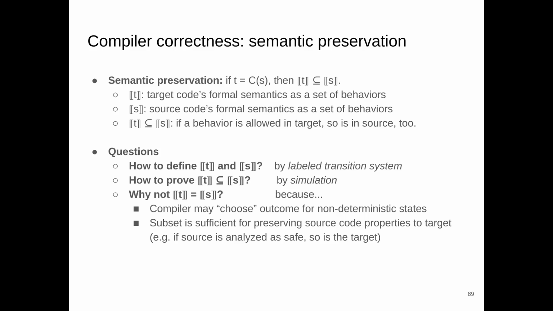But in order to do that, what we really need is not the equality. Subset relation is sufficient, because if a crash is allowed in the target, it should be so in the source as well. Conversely, if the source never crashes, then the target never crashes as well. So that's basically what we want from compilers regarding the properties of the source code. That's the reason why we require the subset relation instead of the equality.